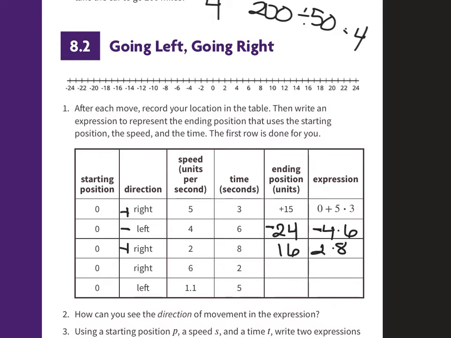Okay, the next one, we're going right again, so it's positive. So 6 times 2 is 12. This one's going left, so it's going to be negative. So negative 1.1 times 2 is negative 2.2. Okay?